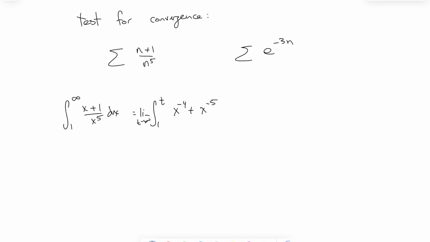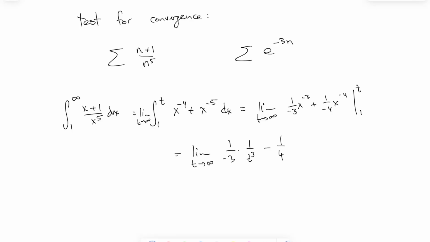And now we do the antiderivatives on those. We just get two separate terms. 1 over minus 3 x to the minus 3 plus 1 over minus 4 x to the minus 4, plugging in 1 and infinity, and then this becomes the limit, not infinity, t up there. We don't really plug in infinity. 1 over minus 3, t to the minus 3, which I find a little easier if I write it that way, and then 1/4 times 1 over t to the 4, and then subtract and plug in 1s.